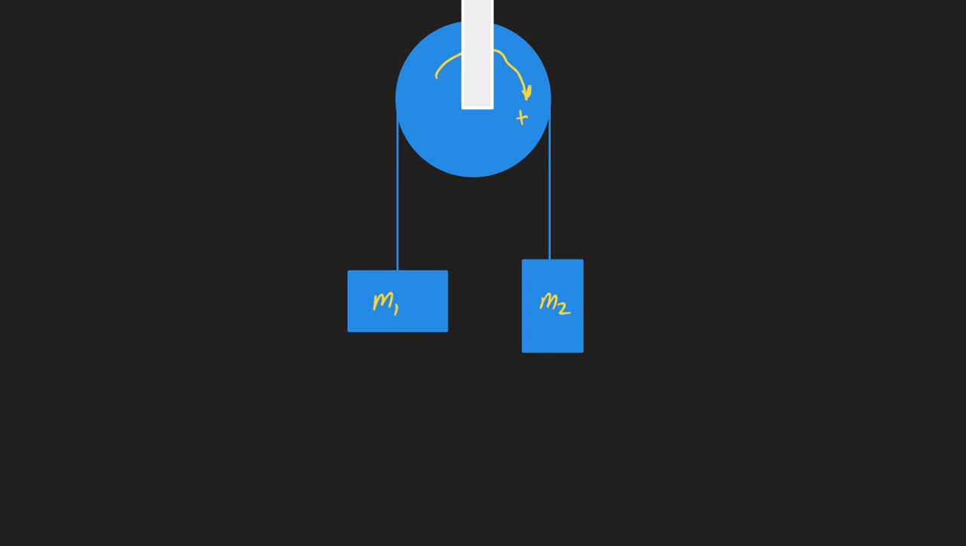All right, so a standard Atwood machine problem. Now, there's no way to know if M1 or M2 is greater, especially not in a situation like this. So you just pick a direction and call it positive. Doesn't matter whether I pick left or right as positive, clockwise or counterclockwise. Just pick a direction and go with it. If you work it out, your answer will tell you whether you have a positive or a negative acceleration.